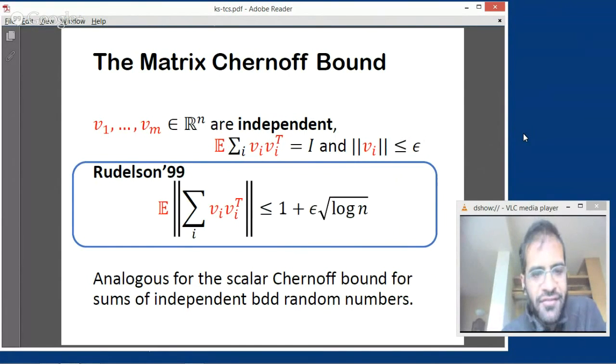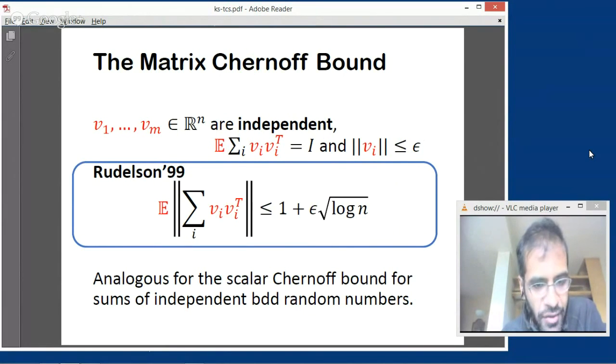What it says is that if you have m independent random vectors v1 through vm, they don't have to be identically distributed; they just have to be independent. With two properties. One is that the expected sum of their outer products is equal to the identity. So the expected matrix that you get is the identity. Another way to view this is that the sum of the covariance matrices is equal to the identity. And also the vectors are bounded, so they have norm bounded by epsilon, where epsilon is some constant.